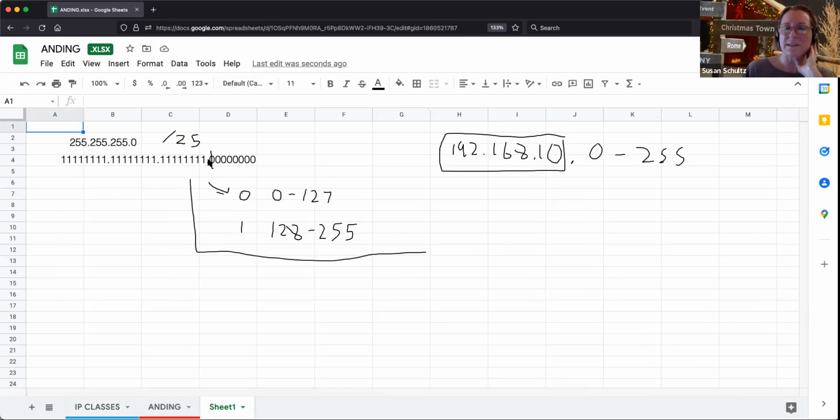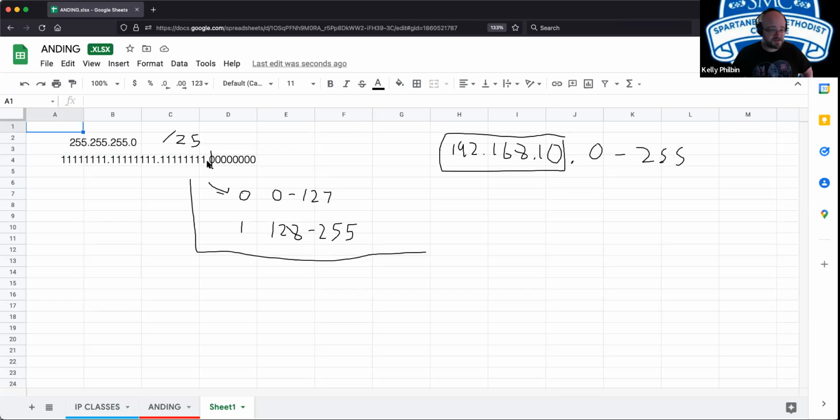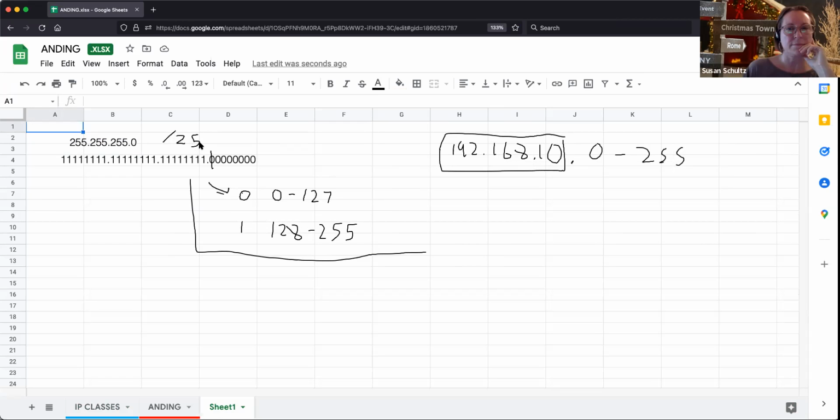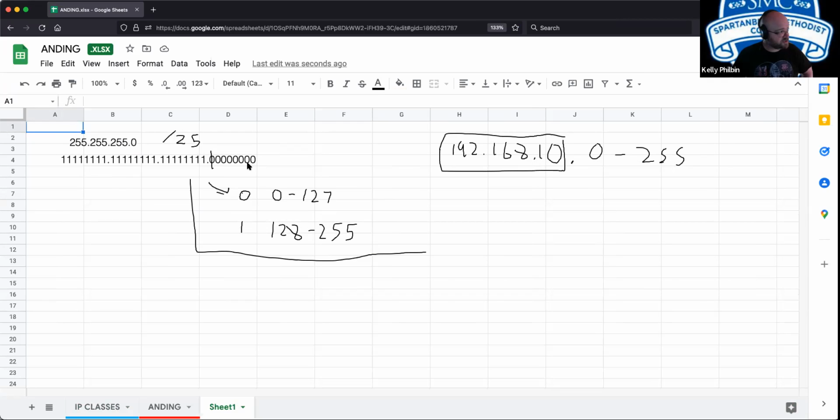So how many bits can you take away from the host address to create smaller networks? Yes, the highest CIDR you can have is /30, which leaves just the last 2 bits for host addresses. But here's how things break down. Is everybody at least relatively comfortable with /25?